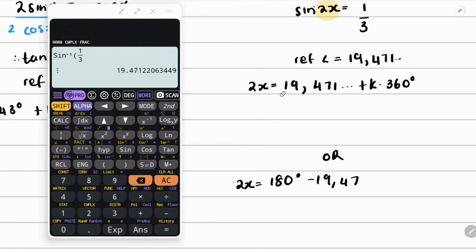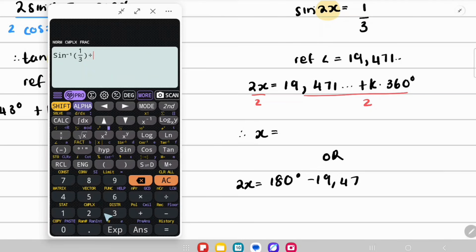So here, let's go ahead and solve for x. You can divide both sides by 2 to solve for x. And so x is equal to, and we're going to take this and just divide it by 2.